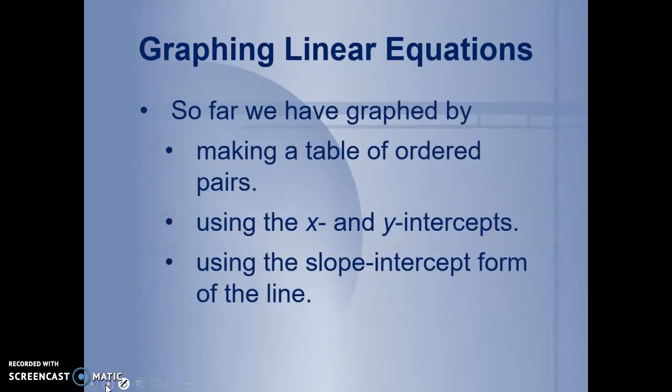Sometimes we're given coordinates or we're given points, and we can use all those features to write the equation of the line. So far, prior to this lesson, we have graphed by making a table of ordered pairs where we took our x values, we plugged them into our function, and then we found out what our y values were and came up with a set of ordered pairs. We've graphed by using the x and y intercepts. We graphed the x-intercept, we graphed the y-intercept, and then we connected our dots. And we've graphed by using the slope-intercept form of the line, that y equals mx plus b, where m was our slope and b was our intercept. We graphed or plotted our intercept and then came up with a few points using our slope and connected the dots there.